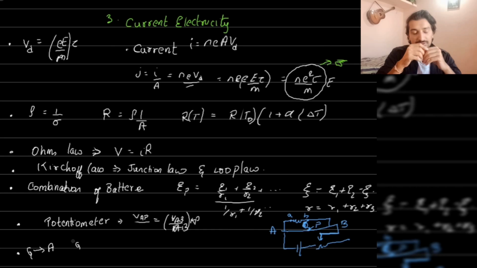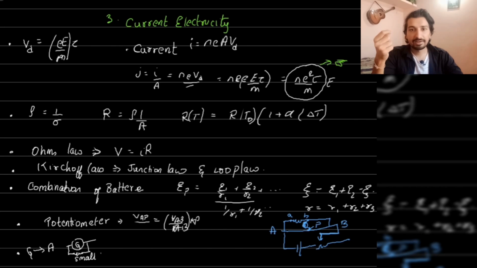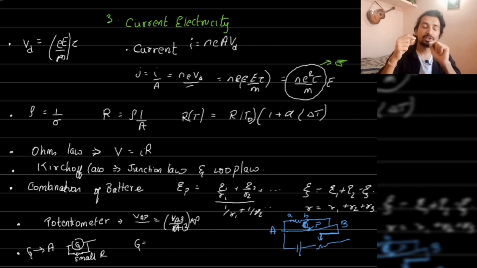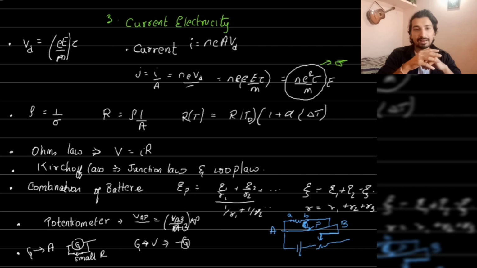When you attach a small resistance in parallel to the galvanometer, you convert it to an ammeter. An ammeter is a device which is used to measure current. So what happens when you attach a small resistance in parallel? The overall resistance decreases, right? So the total resistance becomes much less, and all the current can flow through it. And to convert it to a voltmeter, you attach a big resistance to it in series. So when you attach a big resistance in series, what happens?